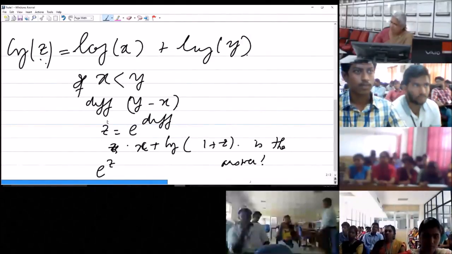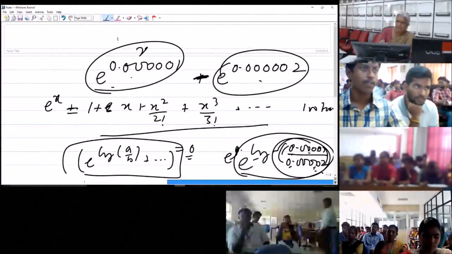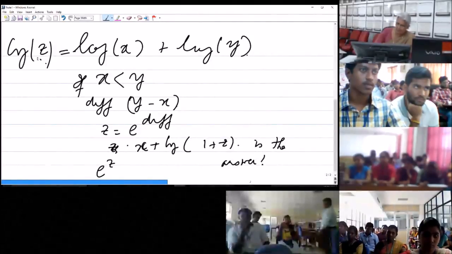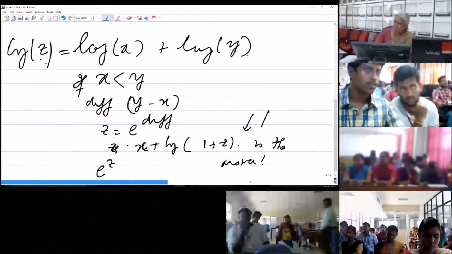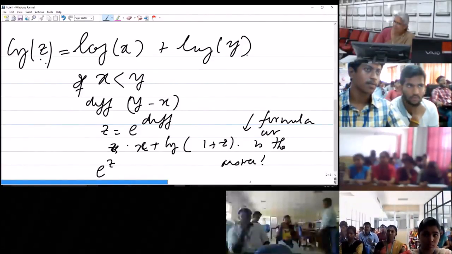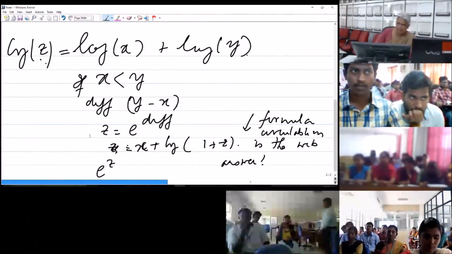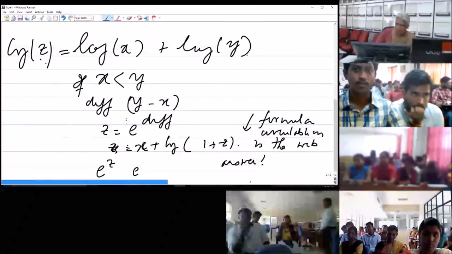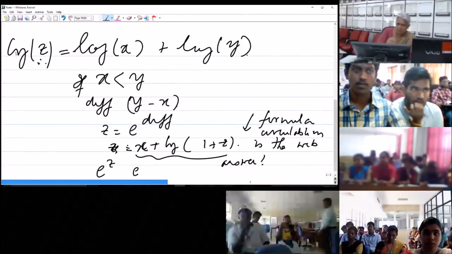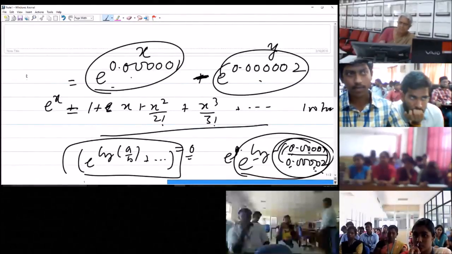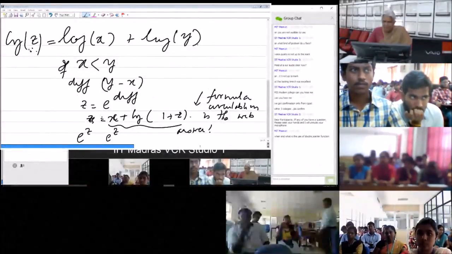So what am I doing now? Let's go back to the problem that we had. I have exponential of, let's say, x, exponential of y. I convert this to log of x plus log of y. Then I get log of z using this formula. This is a formula which is well established, available on the web. Okay. Which is precisely what I have looked at. Then this will give me z. Okay, z is equal to x plus log of 1 plus z. And then I take e to the power of, because this is log, right? This is giving me z here. So this is log of z. I take e to the power of z. Once I take e to the power of z, I have the sum of this also in some form. Okay? Is this clear? What I am trying to do? Do you understand what I am trying to do?